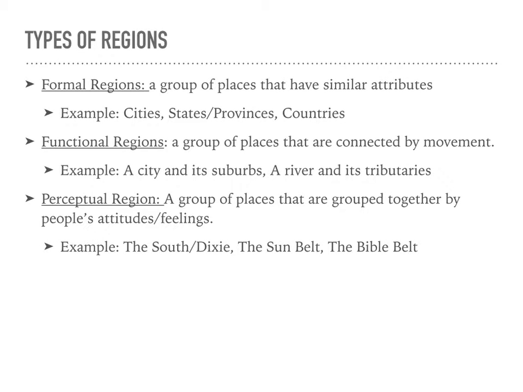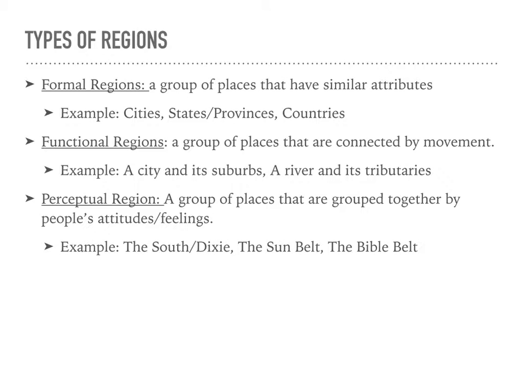All right, there are three different types of regions. The first one, and the most common one that we're going to talk about, is formal. Formal regions have similar attributes. They're also usually politically defined. The examples that I have for you are cities, states, and countries.